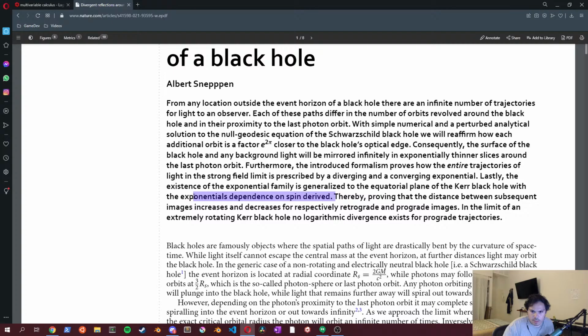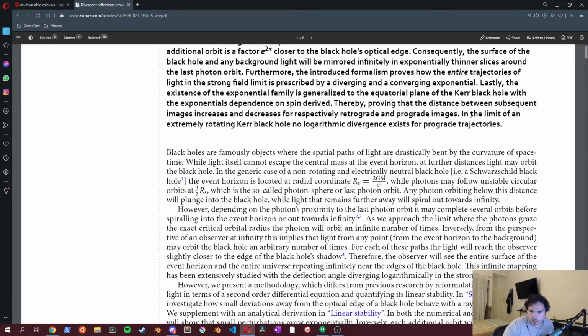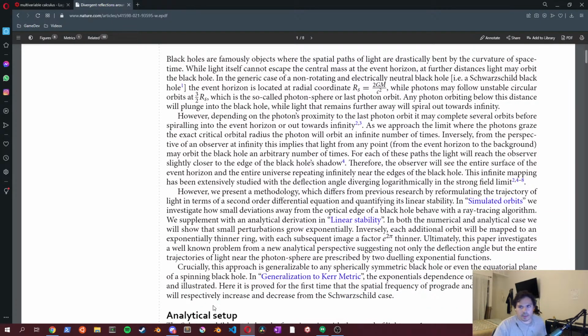Thereby providing distance between subsequent images increases and decreases respectively for retrograde and prograde images. In the limit of an extremely rotating curved black hole, no logarithmic divergence exists for prograde trajectories. Okay, let's just get into the paper. So here's the introduction.